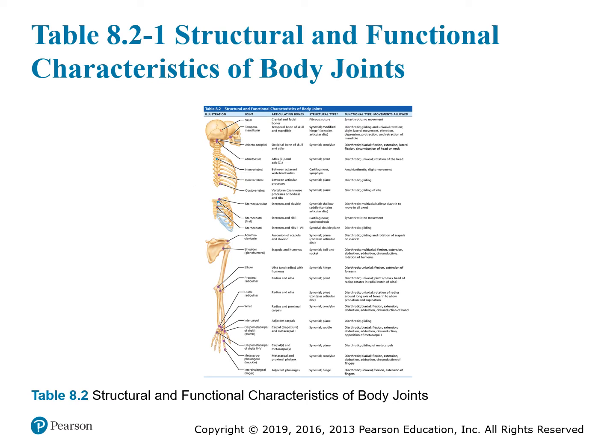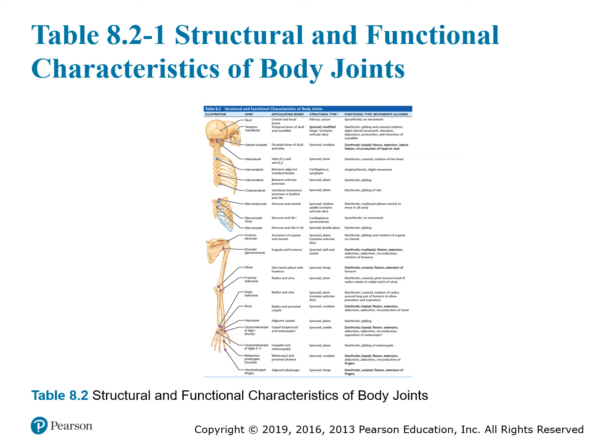Okay, this table comes directly from your book, and it describes the structure and functional characteristics of the body joints. We'll begin at the top. The joints of the skull: the articulating bones are the cranial and the facial bones. The structural type in the skull is fibrous joints, which are sutures. And the functional movement allowed is synarthrotic, meaning there's no movement.